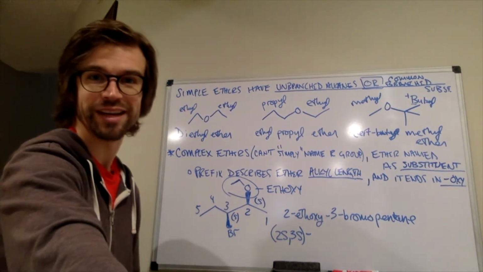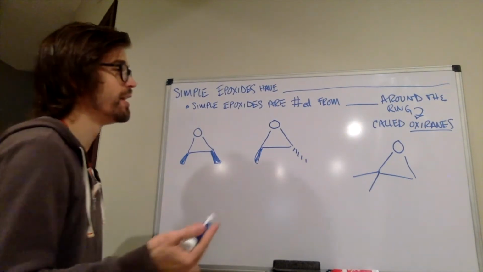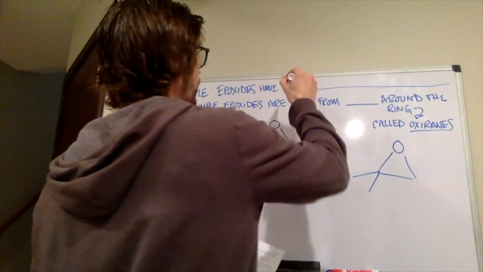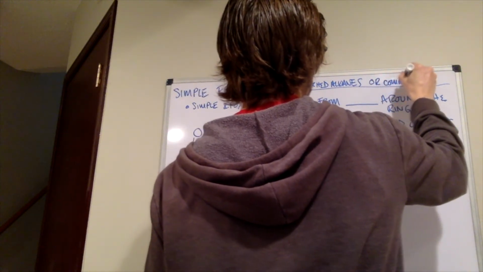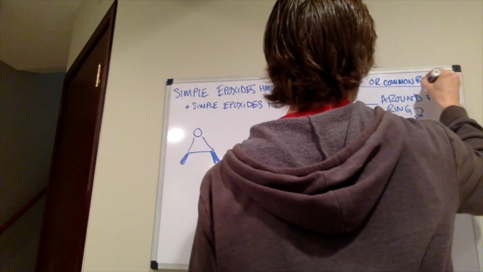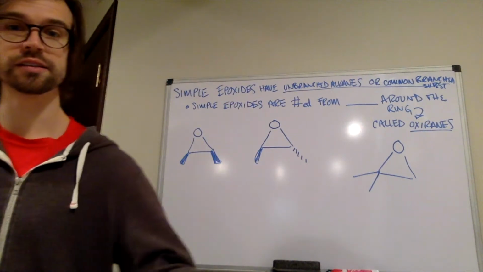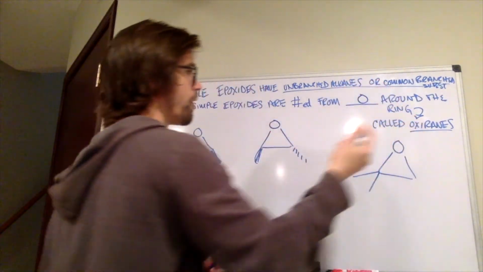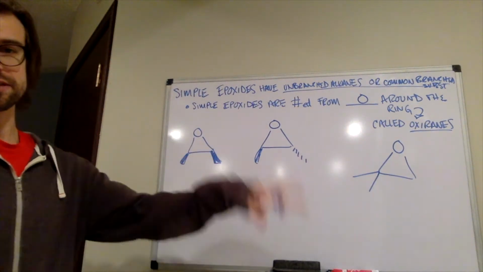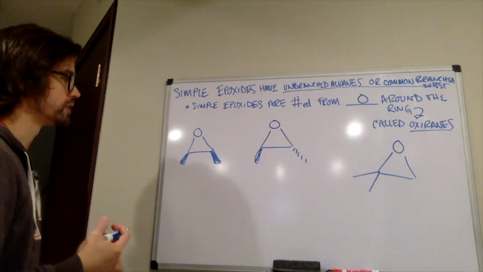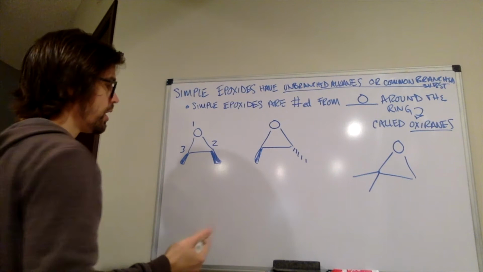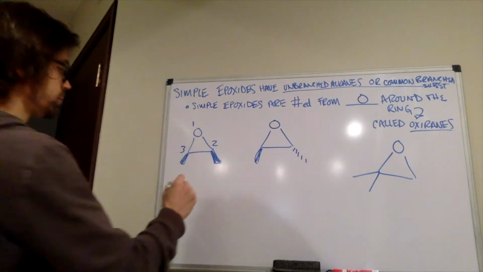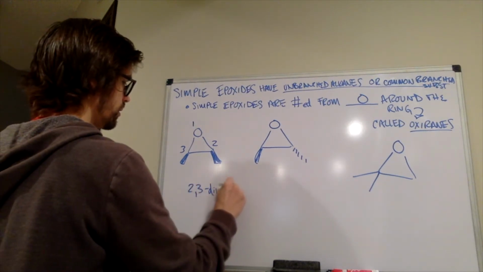All right, on to epoxides. There are simple epoxides just like there are simple ethers. Again, it says the same thing at the top: simple epoxides have unbranched alkanes or common branched substituents. And simple epoxides are numbered from the oxygen around the ring, and they're called oxiranes. So let's name these three to explain how simple epoxides are named. They're numbered from the oxygen around the ring, 1, 2, 3, so a 3-member ring. This has a methyl in the 2 position and a methyl in the 3 position. So this would be 2,3-dimethyloxirane.